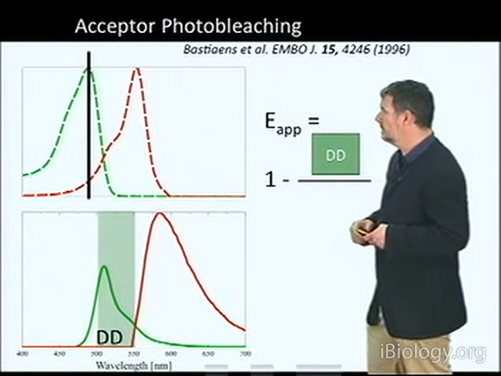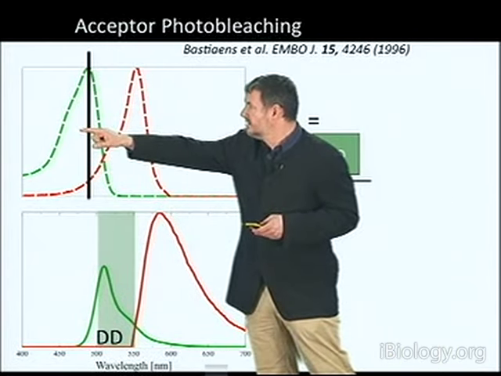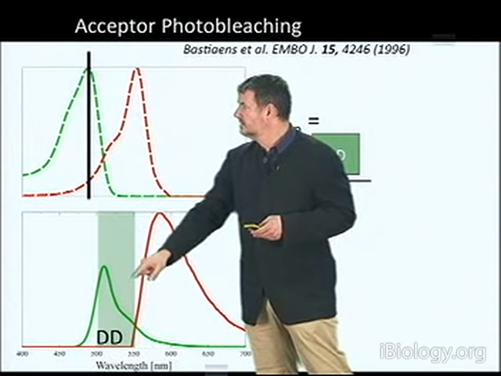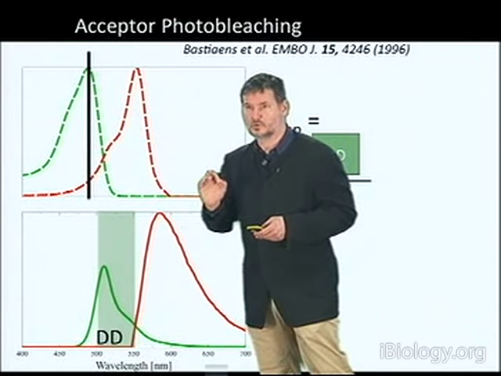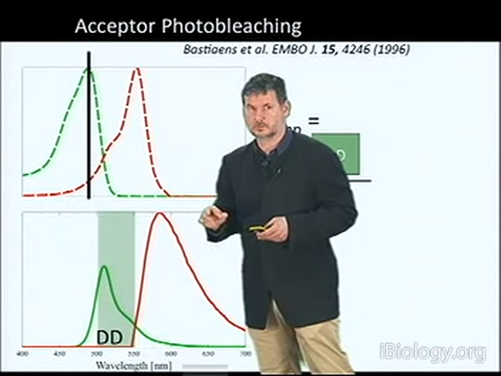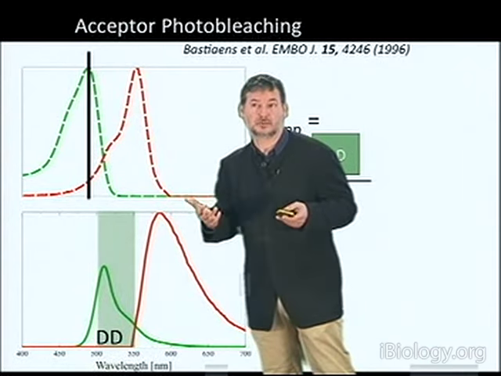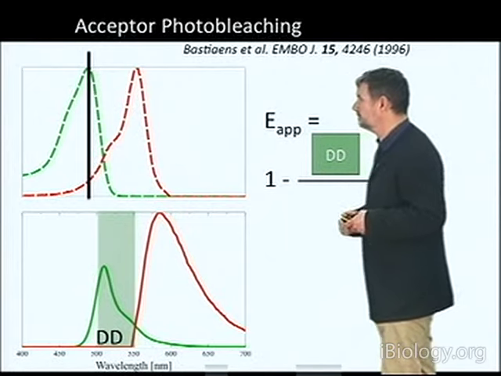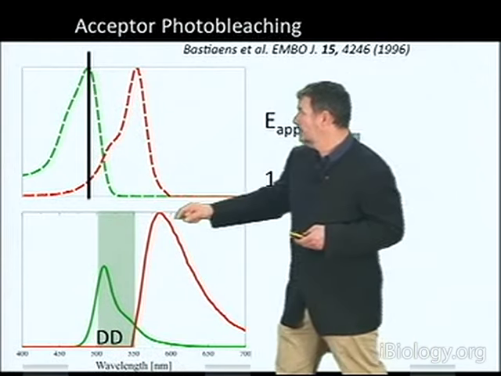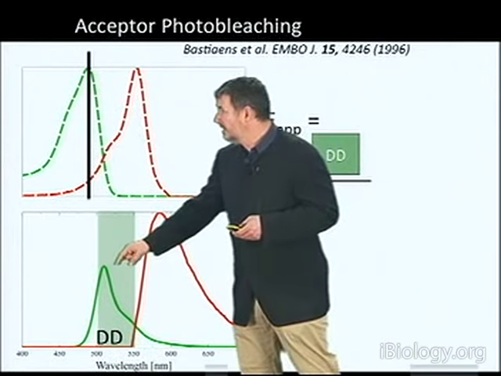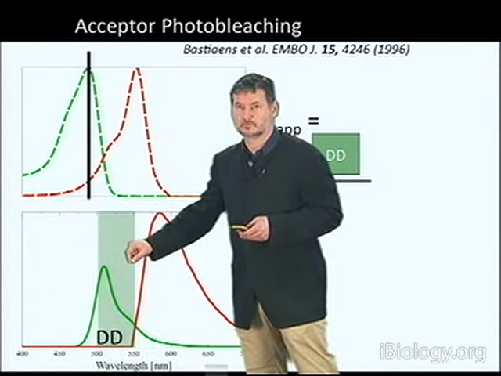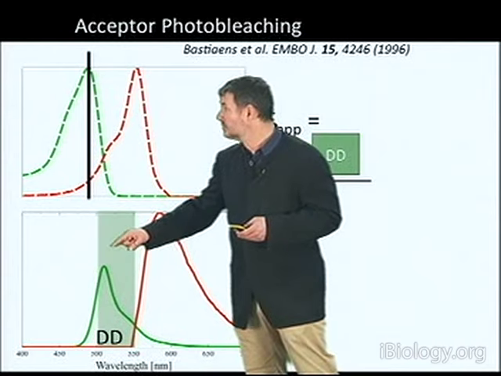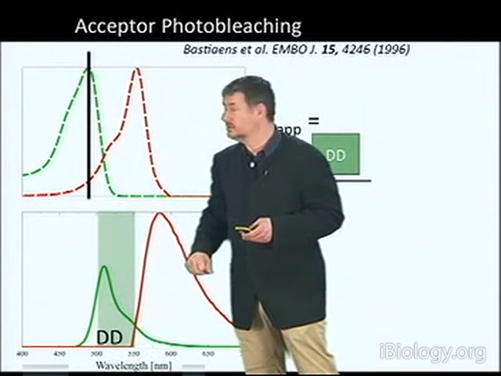So as follows, we excite the donor and then look at the emission of the donor. If FRET goes on, the donor should be quenched, and so there's less emission from it because it's an extra channel of non-radiative decay. What we would like to know is what is the donor intensity in the absence of acceptor? Because that allows us very easily to calculate the efficiency.